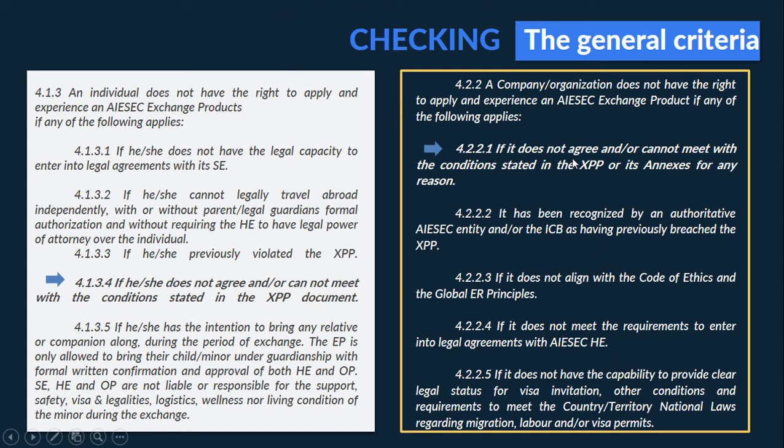So whenever you have any question in your mind about whether this experience might happen or not, you need to refer to the XPP. Because it answers the questions about the general criteria, about what kind of people can travel or what kind of people can apply or not.